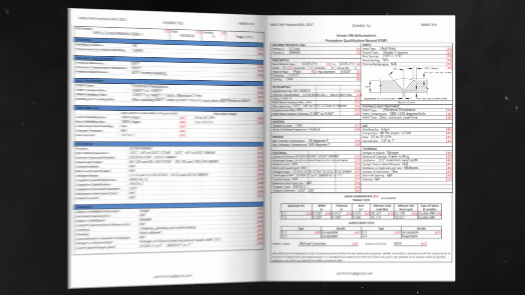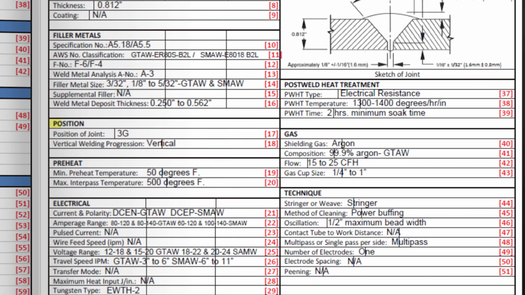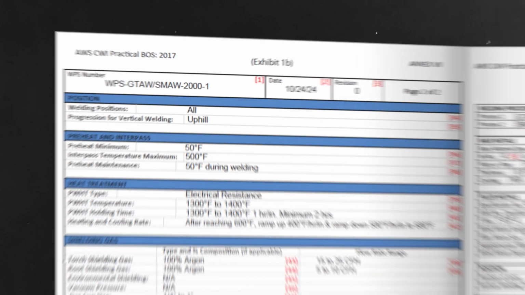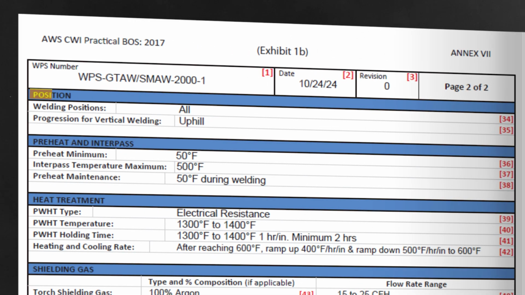Alright, so for this question here, let's take a look at the PQR and see what position it was qualified to. So under position, take a look at row 17 and you can see that the PQR was tested in the 3G position. Now let's take a look at the WPS and see what it says. So under position on row 34 of the WPS, it states that the procedure was qualified for all positions. So it appears that there's some sort of discrepancy between both documents.